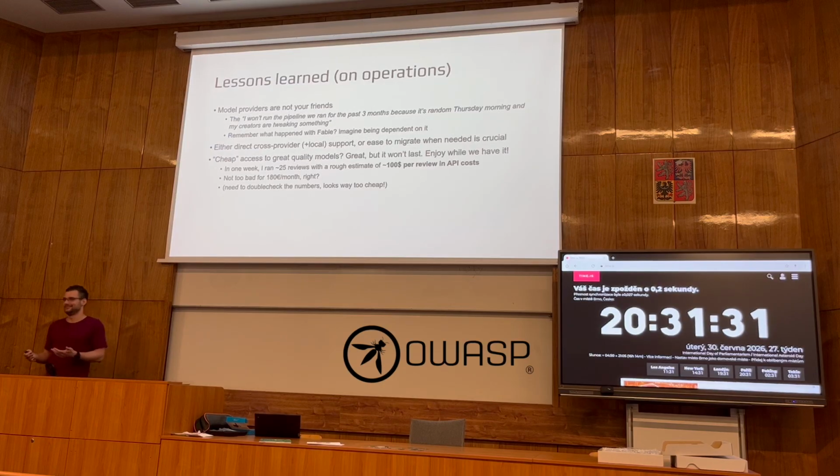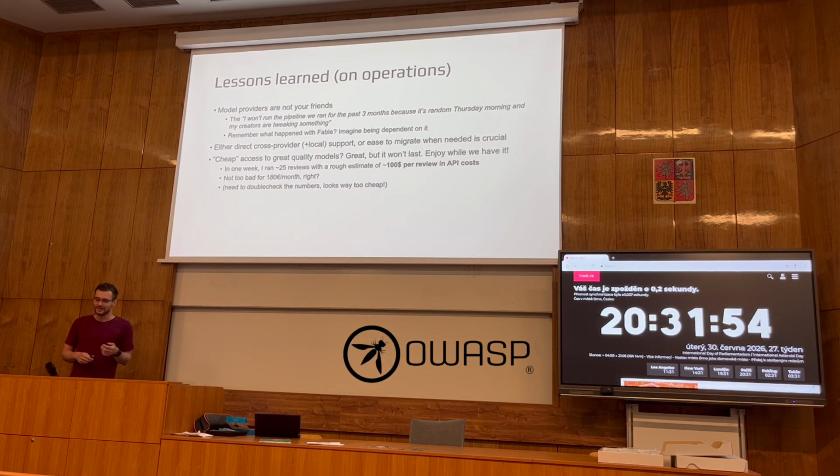So I think you either need to have direct cross-provider support and then support local models, or you need to be ready to switch really fast if needed. So if a random Thursday morning comes, you need to switch, and you are running on Codex in 2 hours. That's what I would try to achieve.